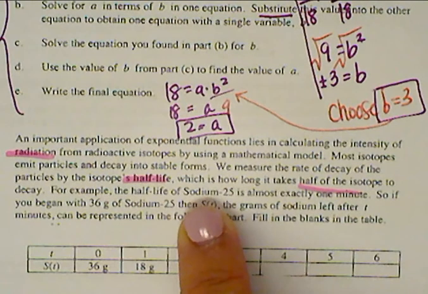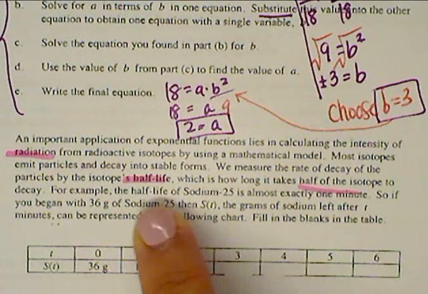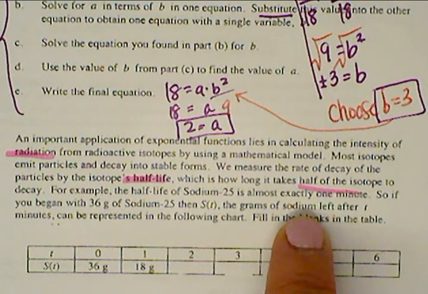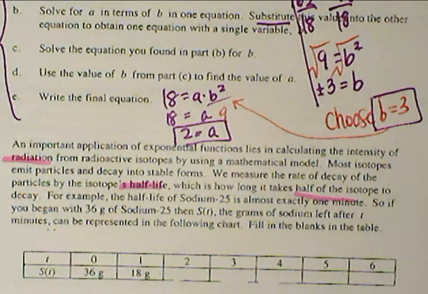Isn't it salt? Yeah, NaCl, right? Sodium chloride is salt. Okay, so the half-life of sodium-25 is almost exactly 1 minute. It takes 1 minute for it to decay to half. So if you begin with 36 grams, then after t minutes, how much do we have left?